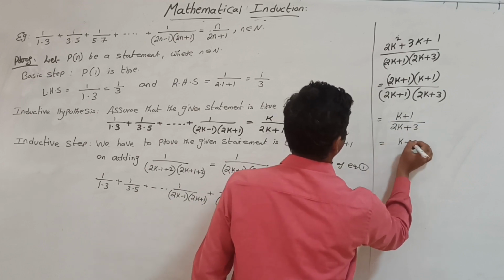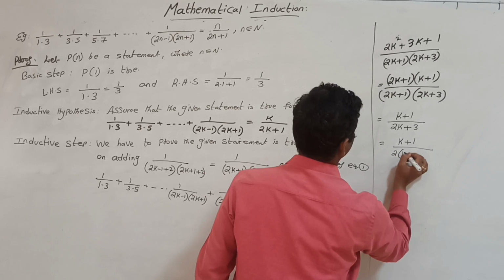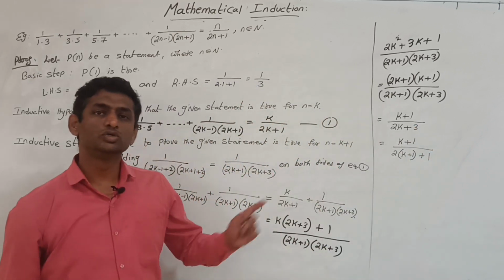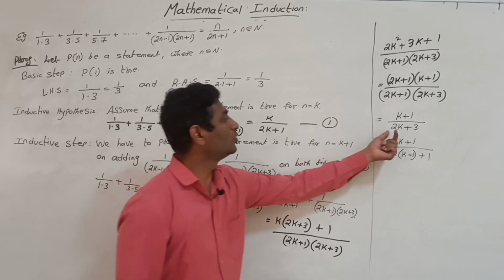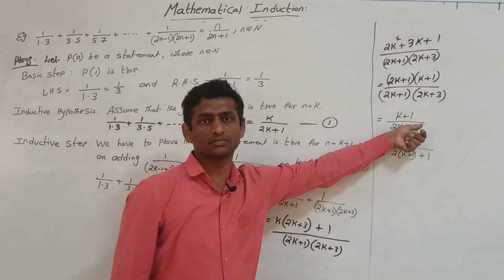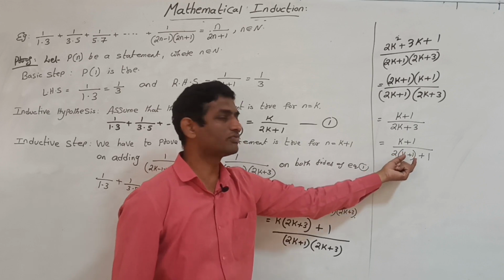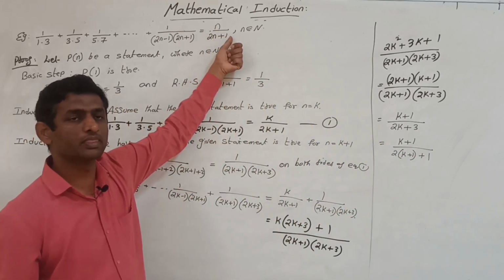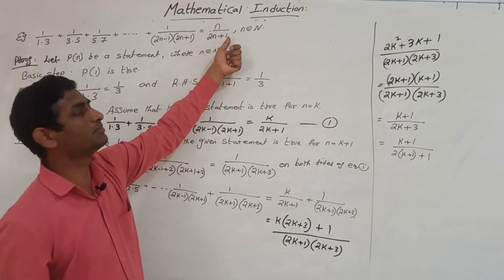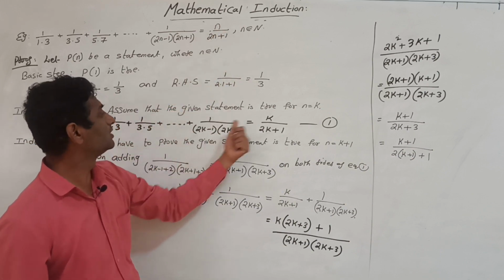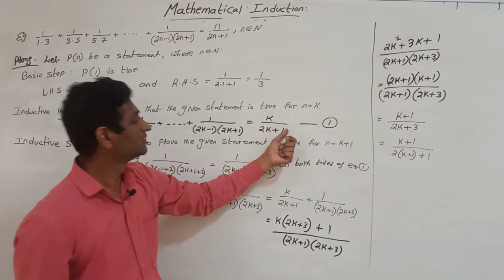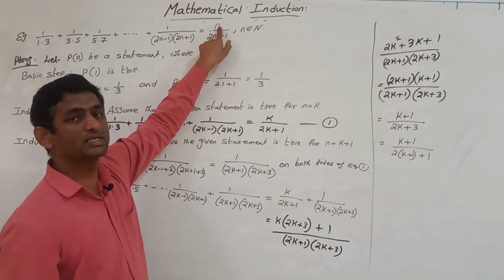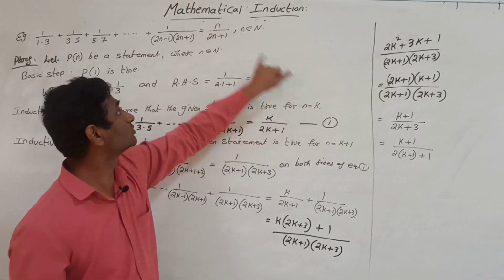Which we can write as (k plus 1) by 2 times (k plus 1) plus 1, because 3 can be split as 2 plus 1, so 2k plus 2 plus 1, and you can take 2 times (k plus 1) plus 1. See the observation: if it is n terms, the sum is n by (2n plus 1). If it is k terms, k by (2k plus 1). So as it is a sum of k plus 1 terms, our result should be (k plus 1) by 2 times (k plus 1) plus 1.